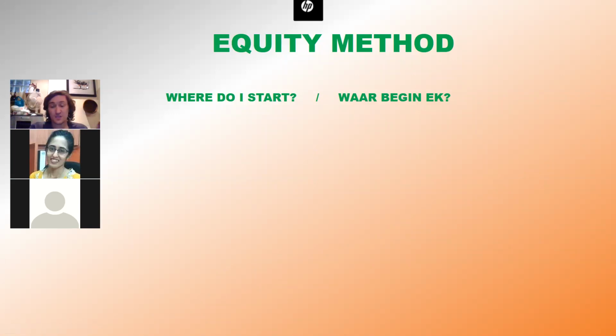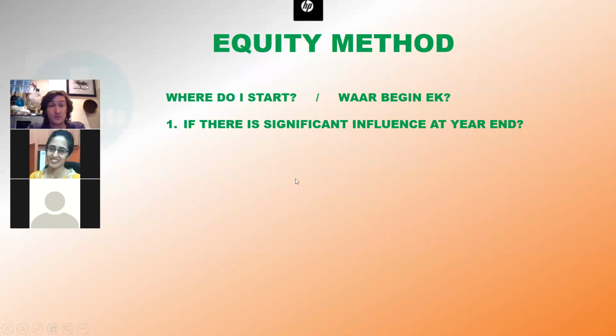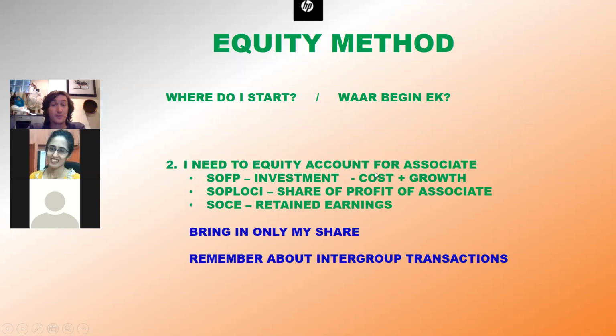The moment I am an associate, I use the equity method. So where do I start? If there's significant influence at year end, I know that I need to apply the equity method, which means it's cost plus growth, okay? So I only bring in what is now my part. So I only bring in investment in associate, profit share in associate, and my share of the growth in retained earnings, and I need to remember about intergroup transactions, okay?